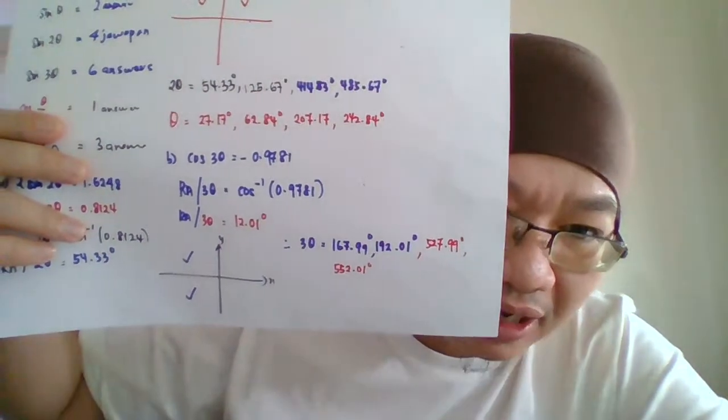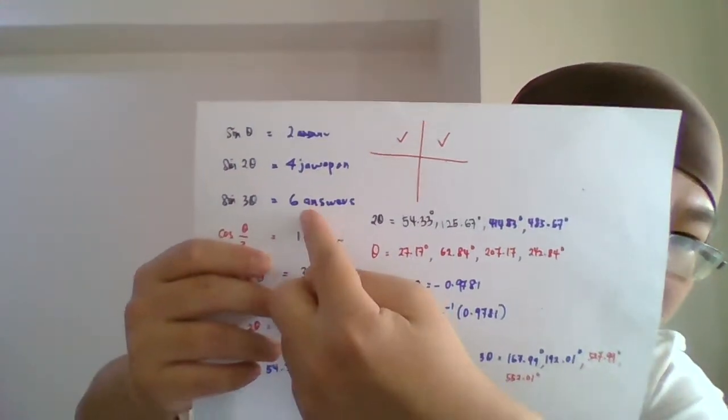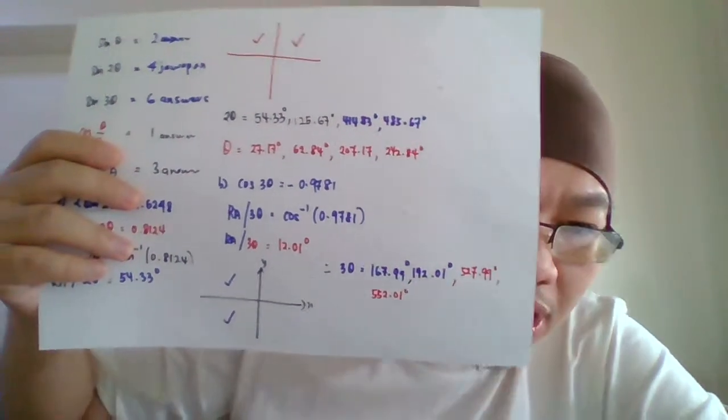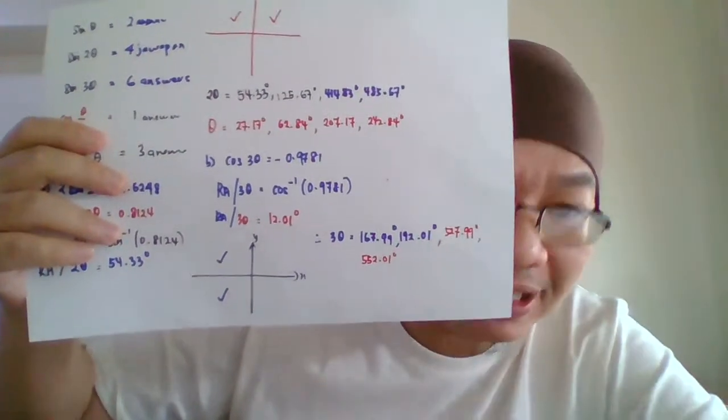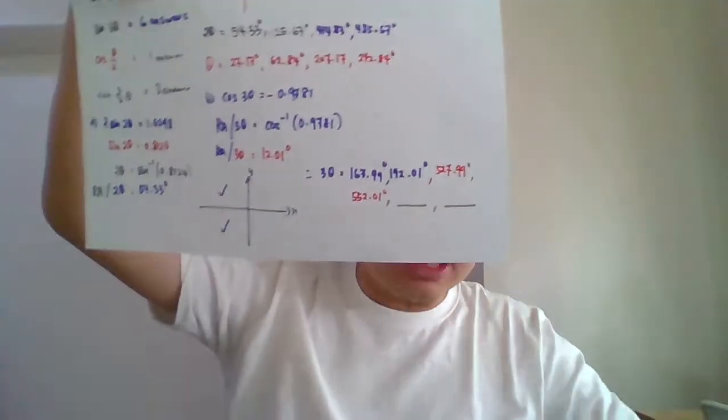Okay, is that enough? No. 3 theta, how much the answer should be? 6 answer. Kita sepatutnya ada 6 jawapan. Ini baru berapa jawapan? 1, 2, 3, 4. Baru 4 jawapan dia. Lagi 2 mana? Lagi 2. Jawapan kelima dan jawapan yang keenam. Okay, I underline like this. Okay, jawapan kelima dan keenam very easy.